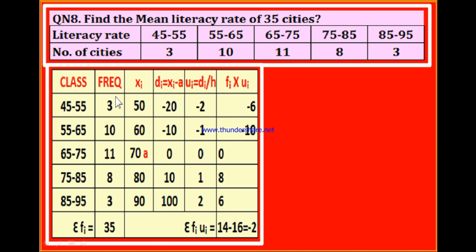Now let us multiply these two values. 3 into minus 2 is minus 6. 10 into minus 1 is minus 10. 11 into 0 is 0. 8 into 1 is 8. 3 into 2, 3 2s are 6.